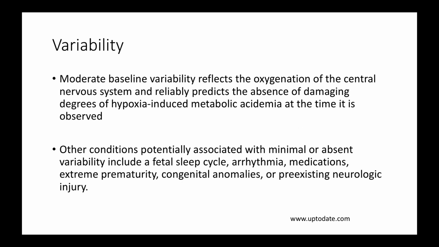Moderate baseline variability reflects the oxygenation of the central nervous system and reliably predicts the absence of damaging degrees of hypoxia-induced metabolic acidemia at the time it is observed. In other words, among the 4 types of variability, it's the moderate baseline variability that we prefer. Other conditions potentially associated with minimal or absent variability include the fetal sleep cycle, arrhythmia, medications, extreme prematurity, congenital anomalies, or pre-existing neurologic injury.